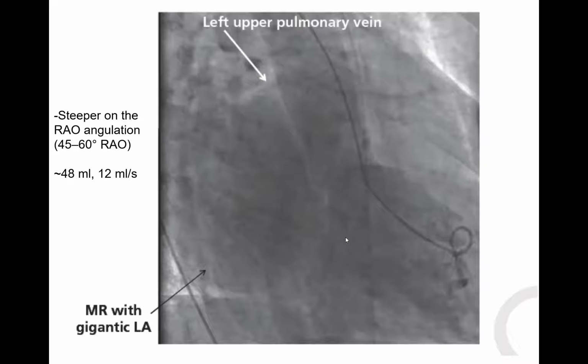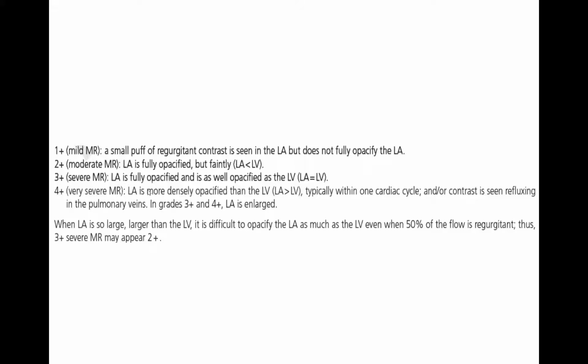1+ is you just see a whiff of contrast. 2+, you see contrast filling the LA, but it's not equal to the LV. 3+, the LA fills fully and it is equal in filling to the LV. 4+, the LA fills stronger than the LV. I have it here, okay?